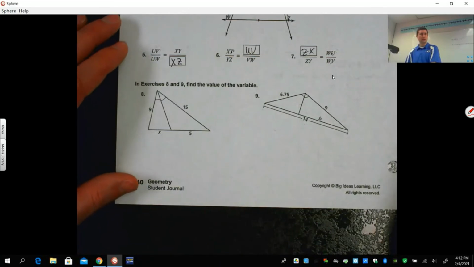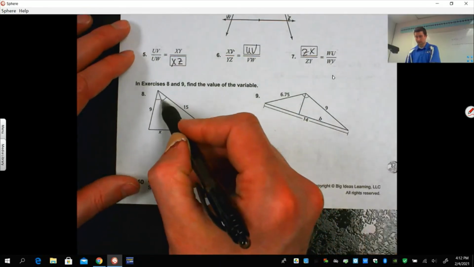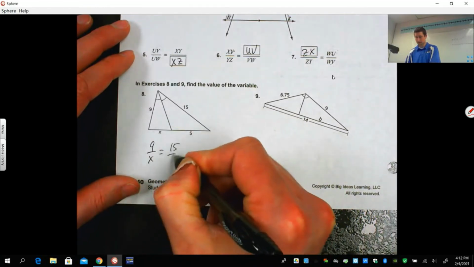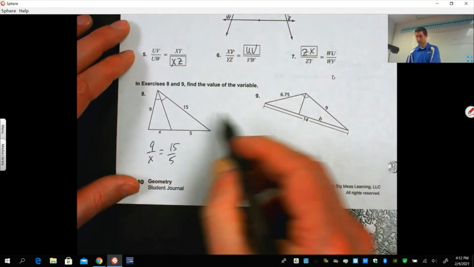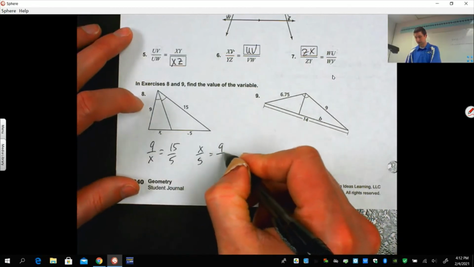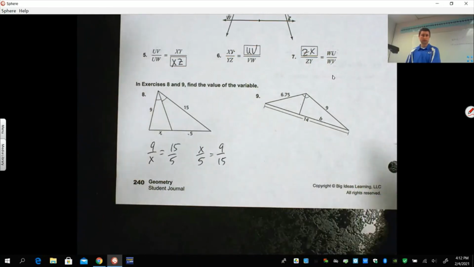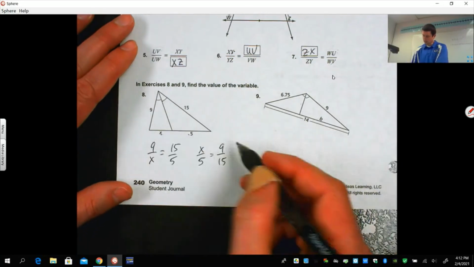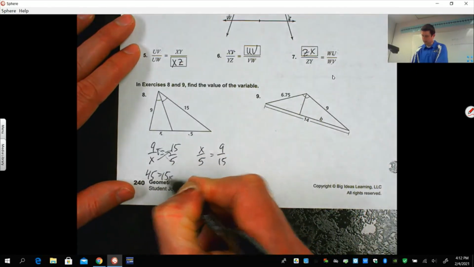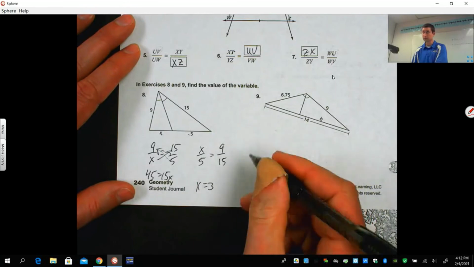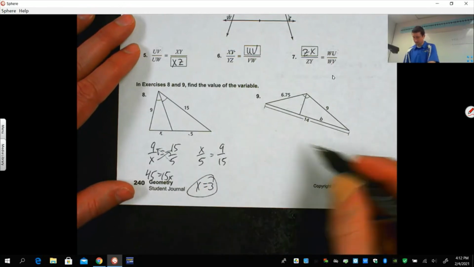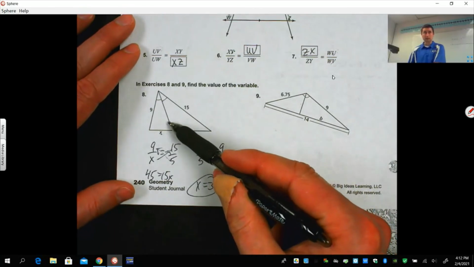Final examples here are your angle bisectors. We have an angle bisector. That means I can go 9 over X equals 15 over 5. I can also go X over 5 equals 9 over 15. You have your choices there of what you want to do. Cross multiply, I get 45 equals 15x, so x equals 3. So that takes care of those angle bisectors right there.